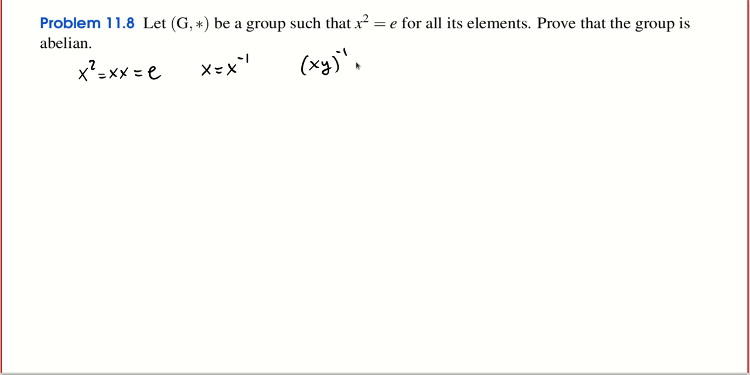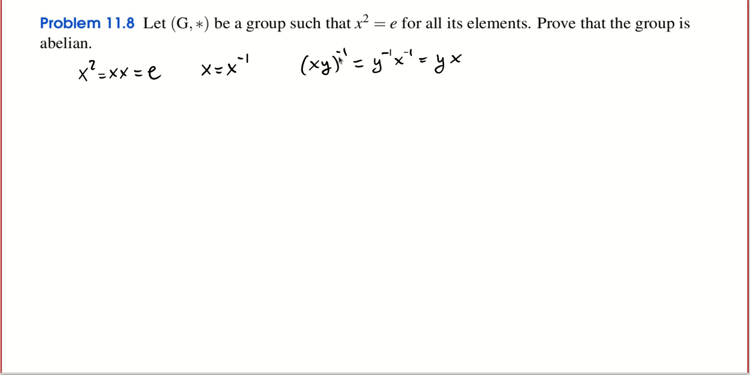elements, x and y, and of course you know that for groups, the inverse of a product is the product of the inverses, but in reverse, like this here. But on the other hand, the inverse of y is equal to y, and the inverse of x is equal to x. So actually, the inverse of xy is equal to yx.